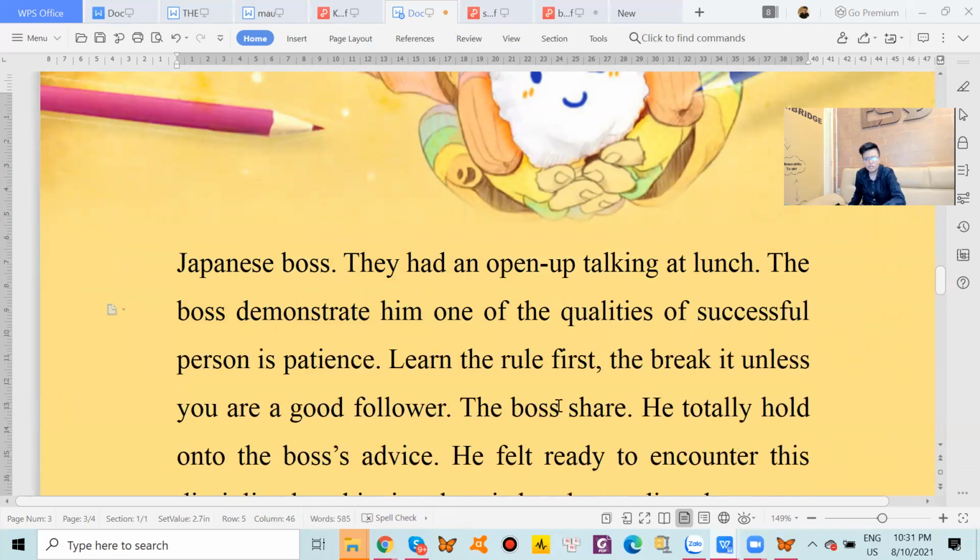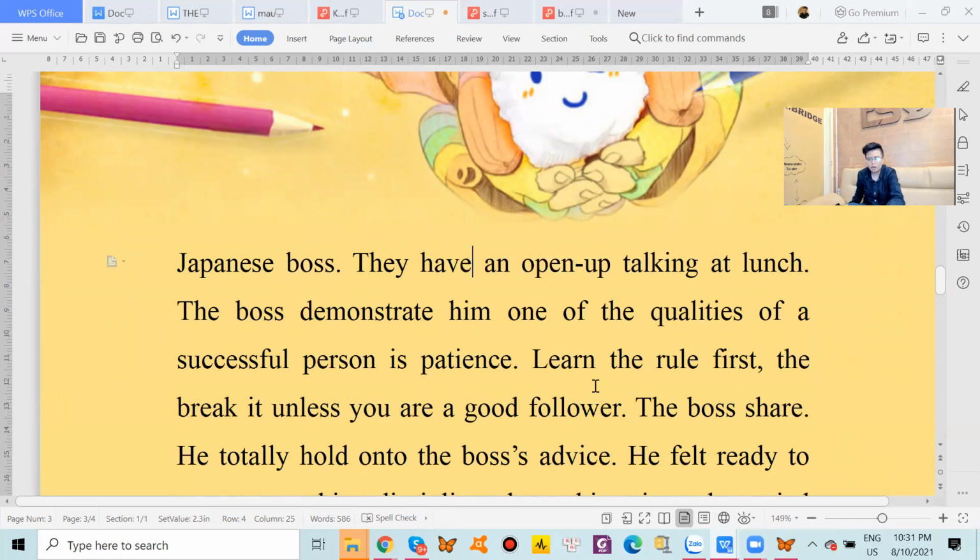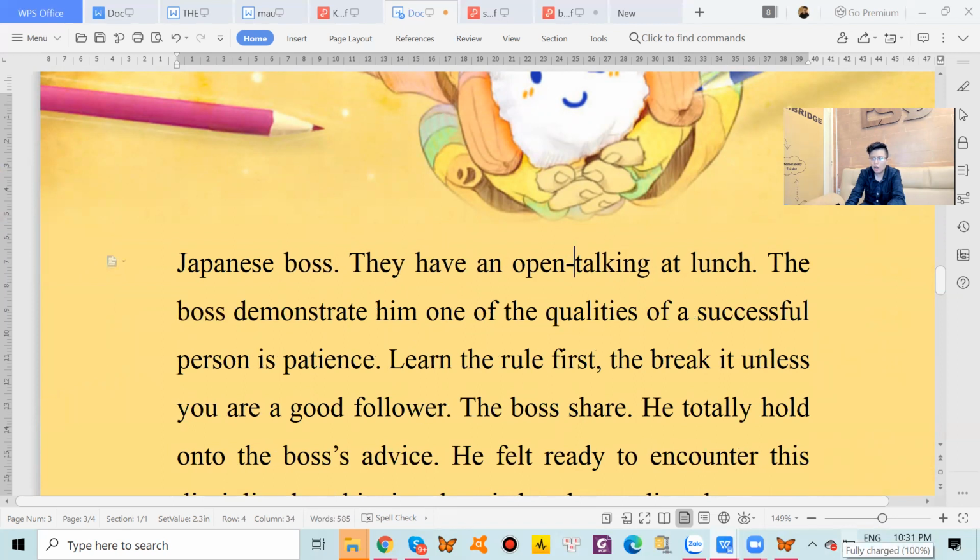One of the qualities of a successful person is patience. First of all, this one: they have an open. In Vietnamese we say "open up your heart," but in English they only use one word, open. It's an adjective to say that your topic is open. You can talk about so many things.